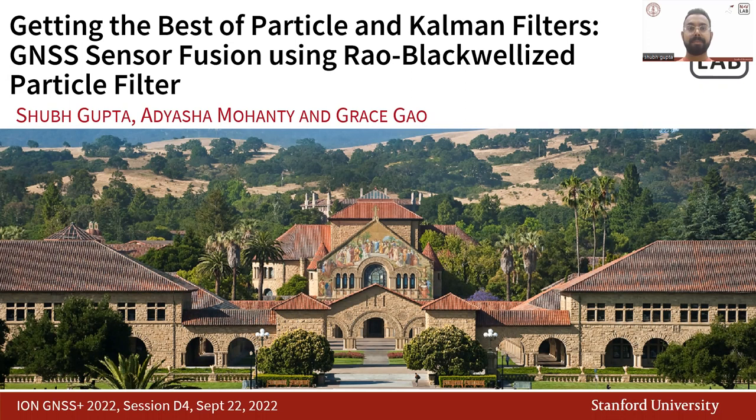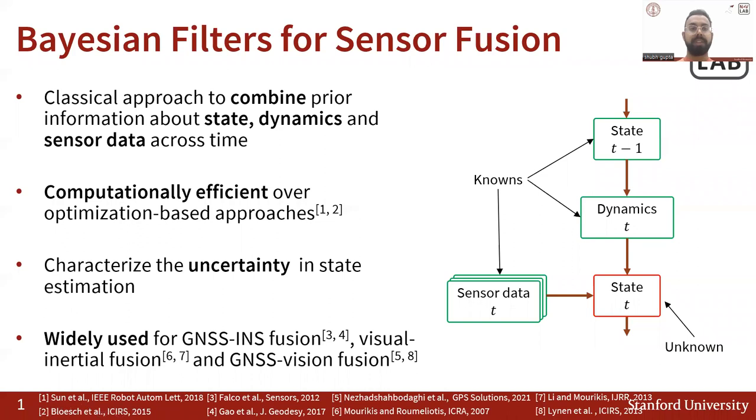Bayesian filters have been used for sensor fusion as the classical approach to combine prior information about the state, dynamics, and sensor data across time. These approaches have been shown to be computationally efficient over alternatives such as optimization-based approaches. And an important characteristic of Bayesian filters is that they can characterize the uncertainty in state estimation along with the process of state estimation itself. Hence, they are widely used in a variety of sensor fusion tasks in previous literature, for example, in GNSS INS fusion, visual inertial fusion, and GNSS vision fusion.